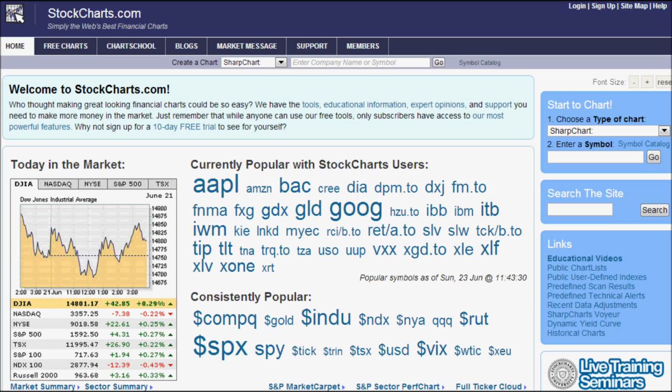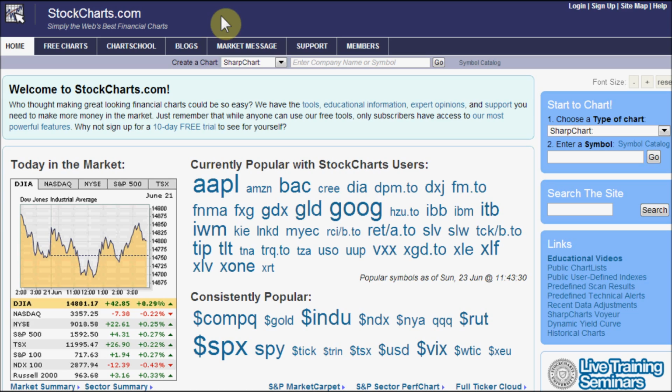To keep things simple, all of the charts and all of the information shown in these lessons will come from the stockcharts.com website, whose motto is simply the web's best financial charts. And I agree. During my many years of studying technical analysis, I have visited many other websites that offer decent charts and similar and good information, but in my opinion, this site does it best. And one of the reasons is it's 100% free.